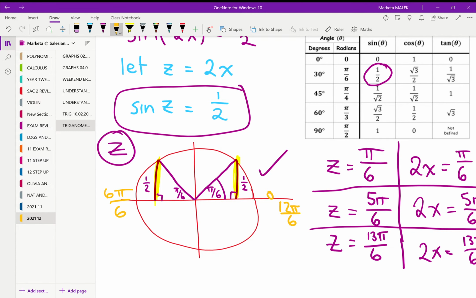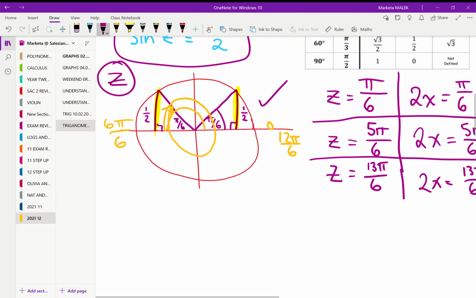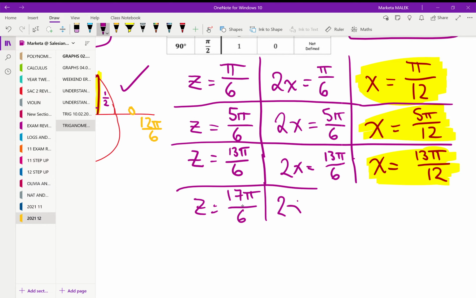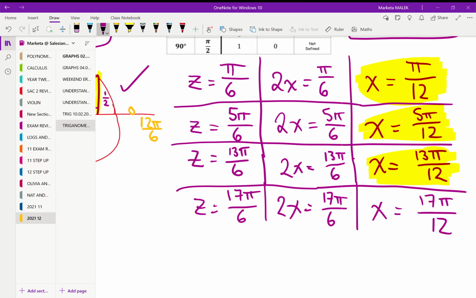So now I'm starting at 0, 6 pi on 6, 12 pi on 6, 18 pi on 6, minus pi on 6, I'm going backwards. That's going to give me 17 pi on 6. So I have z equals 17 pi on 6. That means 2x is 17 pi on 6. And then, well, I can divide by 2 on both sides. That gives me x equals 17 pi on 12. So now, again, that is within the domain. So I'm going to highlight that so I don't lose it.